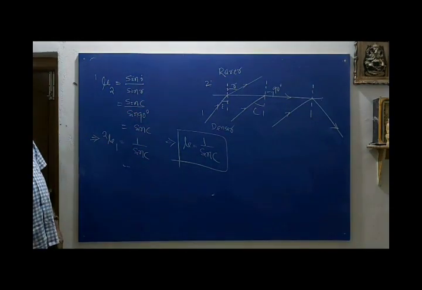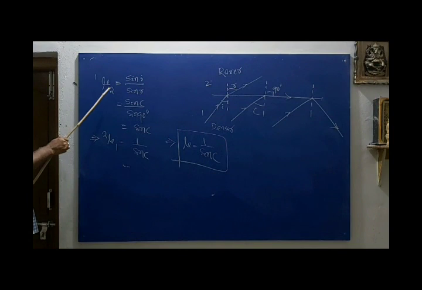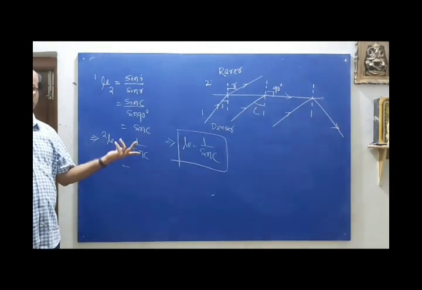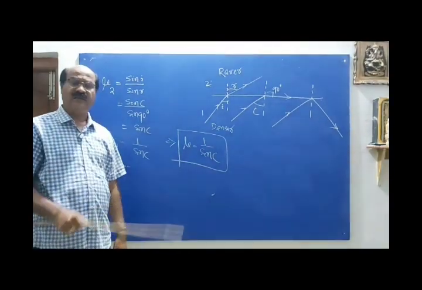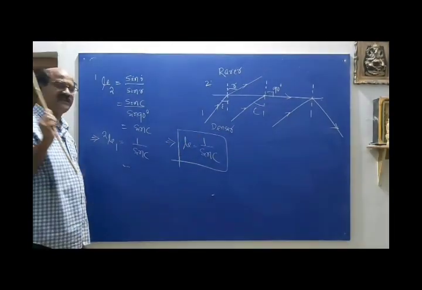Now which one is the denser medium? Mu 1, the first medium, is the denser medium. Reversing that, mu 2 with respect to 1 is 1 by sin C, so mu 1 with respect to 2 is 1 by sin C. The refractive index of the denser medium with respect to the rarer medium is called the absolute refractive index of the denser medium. So mu equals 1 by sin C. What is the relation between refractive index and critical angle? Mu equals 1 by sin C.